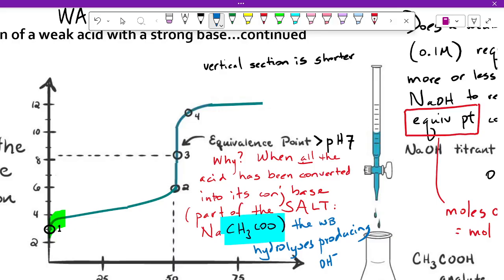And yet I'm still going to get people telling me that it's because the base was strong, the acid was weak, therefore it's basic. That is not the answer. At the equivalence point, you should be looking for hydrolysis. What should you be looking for at the equivalence point? Hydrolysis.